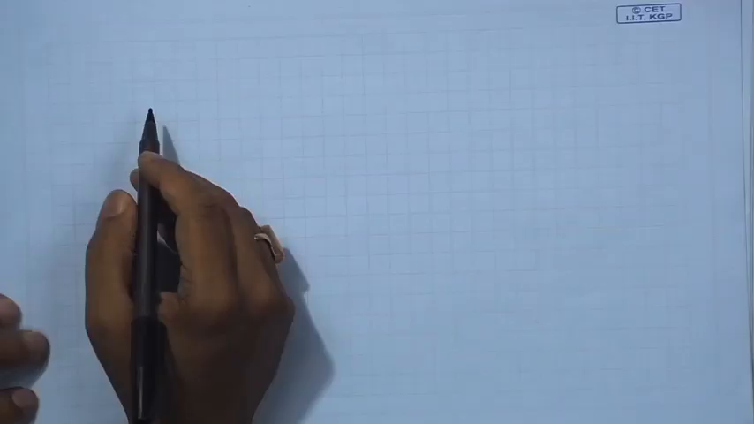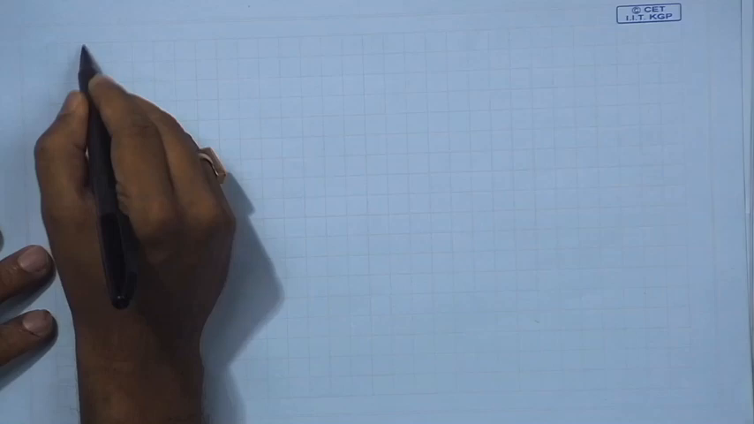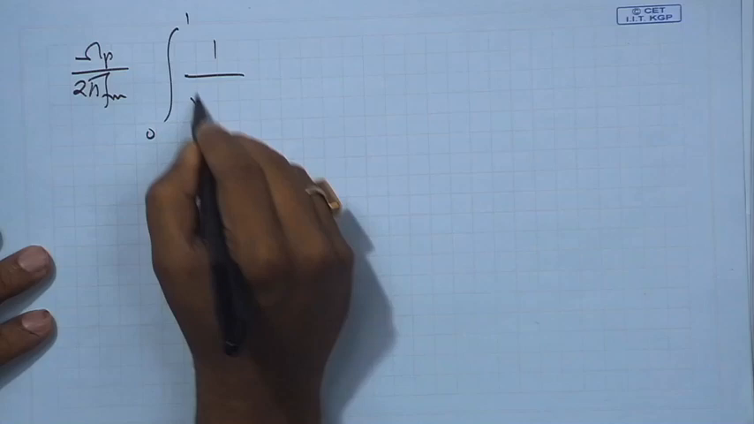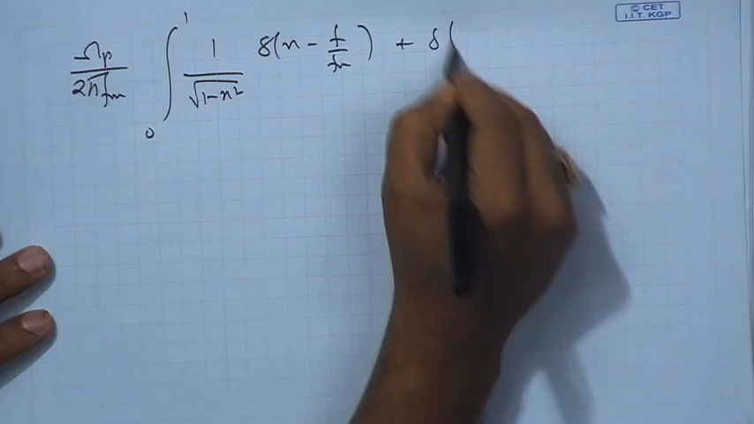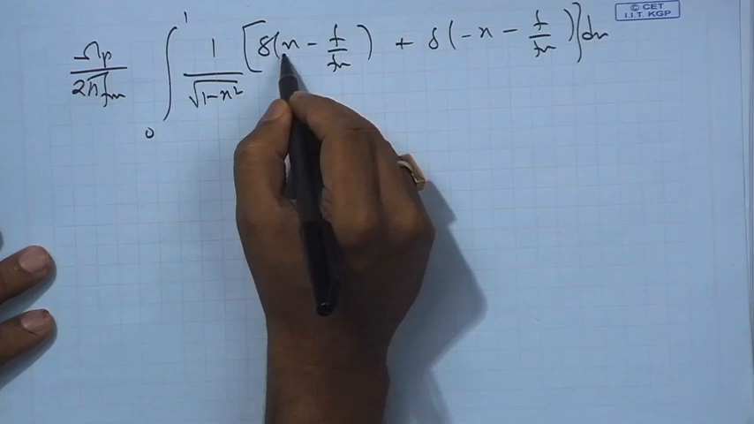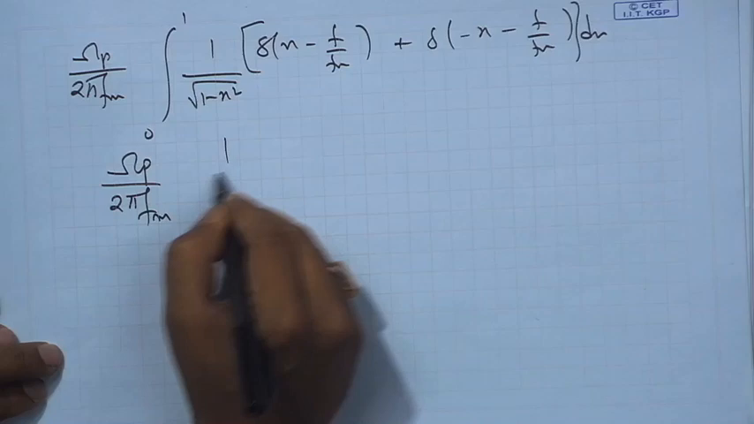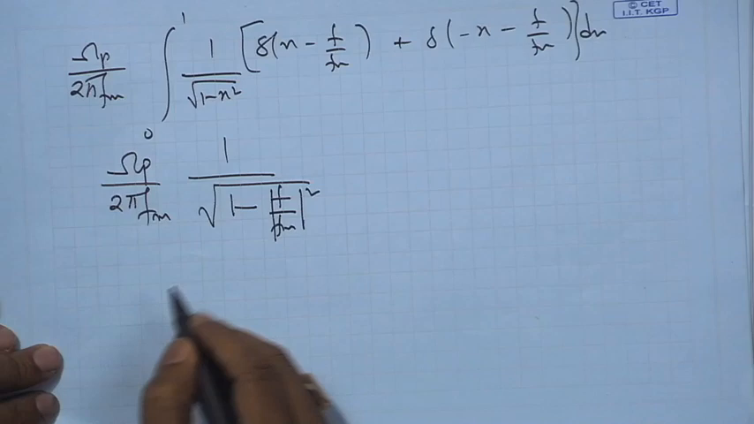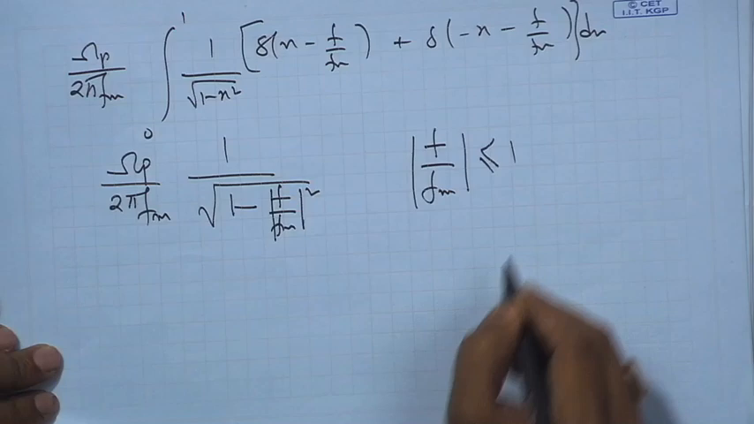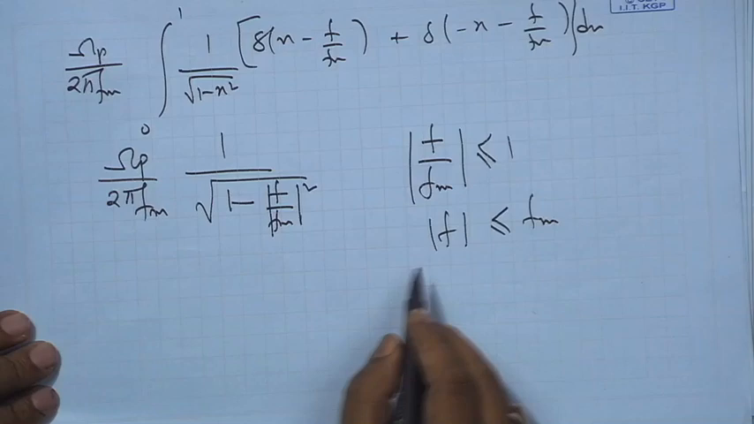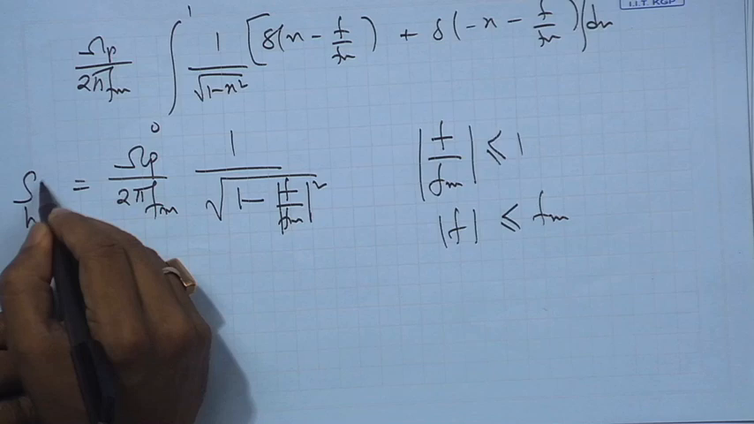So, the end expression that you will be left with is omega p by 2 pi f m, integral 0 to 1, 1 by root over 1 minus x squared, delta of (x minus f by f m) plus delta of (minus x minus f by f m), dx. So, these are valid only for x equal to minus f by f m and x equal to f by f m. So, what you would conclude is this is equal to 1 by 2 pi f m, 1 by square root of 1 minus mod of (f by f m) squared, subject to the condition that f by f m is less than or equal to 1, or rather mod of f is less than or equal to f m. So, this is the spectrum S h h of f, that means the spectrum of the baseband signal.